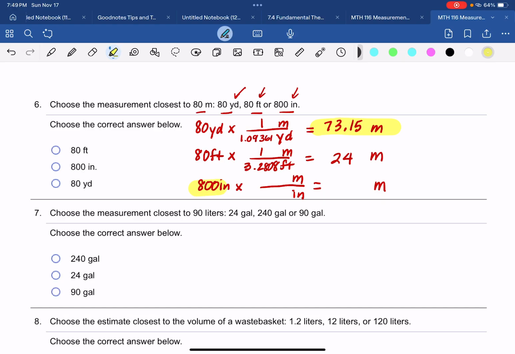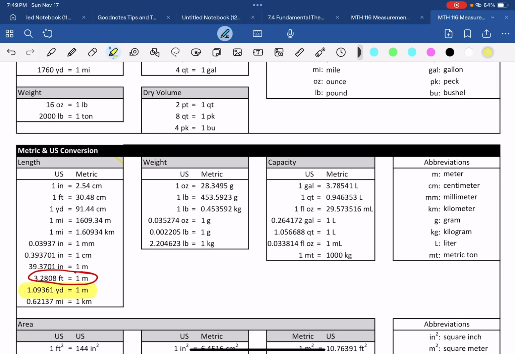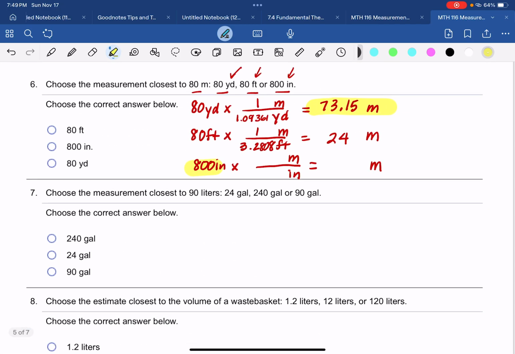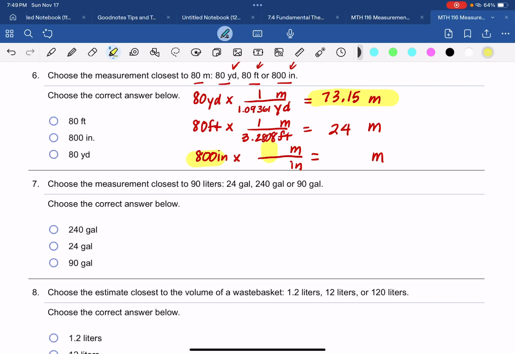So let's see what we end up with here. We want to change inches over to meters. So we're going to go inches to meters. And again, I'm going to look and see if I have a conversion factor. Inches to meters. So 39.3701 inches in a meter. So I go over and I put in 1 meter. There are 39.3701 inches. So that's going to be 800 divided by 39.3701, and that's 20.3 meters. So the one that's closest to 80 meters is the 80 yards.